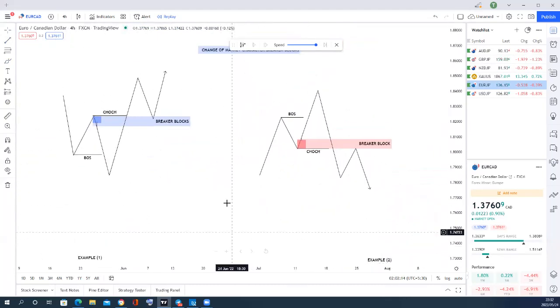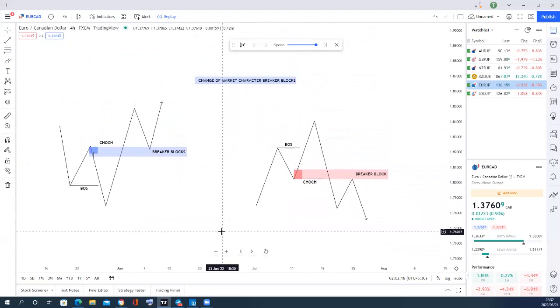And then what are we going to talk about now? We're going to talk about the change of market character breaker blocks. On this one here, it's very simple. We are currently pushing on a bearish trend.